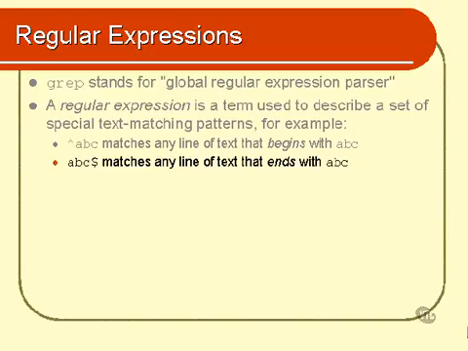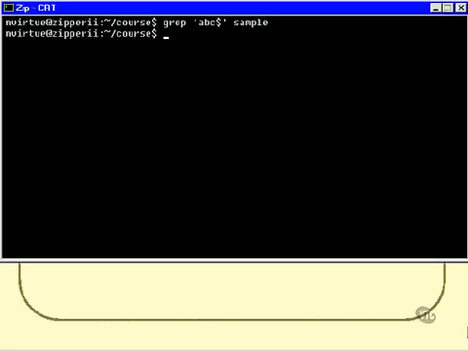ABC$ matches any line of text that ends with ABC. So let's see if there are any of those. I'll do a little search for them, and there are absolutely none at all. What that actually means is that no line ends in ABC. Typical lines from the /etc/passwd file end in the name of the shell that you're using, so we don't have any shells called ABC.